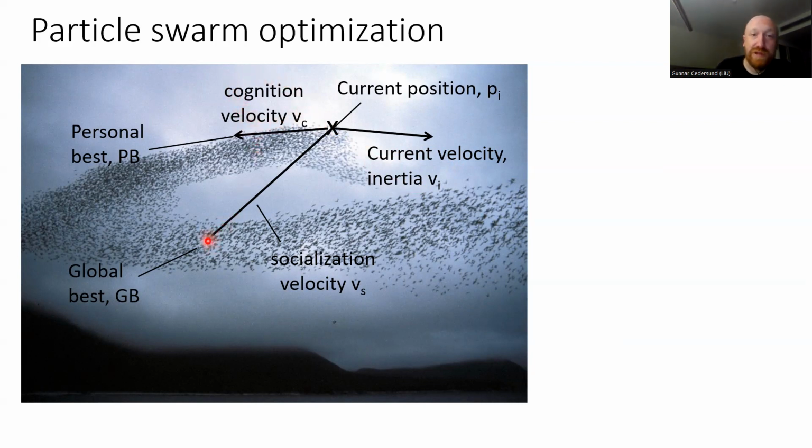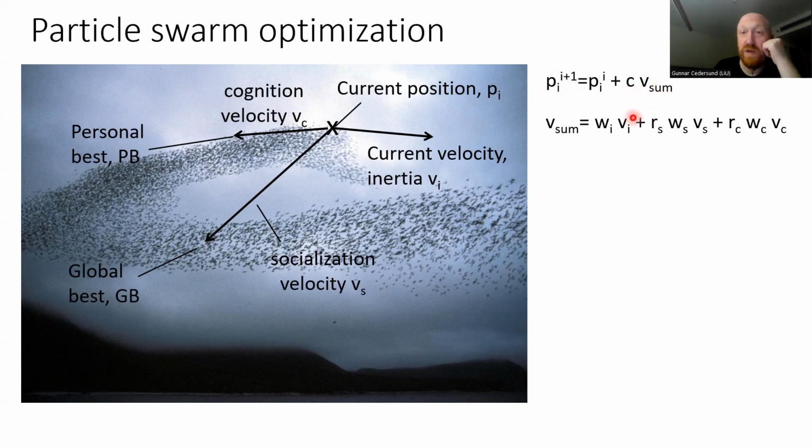And then you have the socialization velocity, that they all have a tendency to go to where the best particle found its best ever for the entire flock, so to say. And then you combine these. For each particle, you want to have the next step, p i plus 1. It's where you were before, plus some step in this velocity space where you combine these three velocities: the inertia, the socialization, and the cognition.